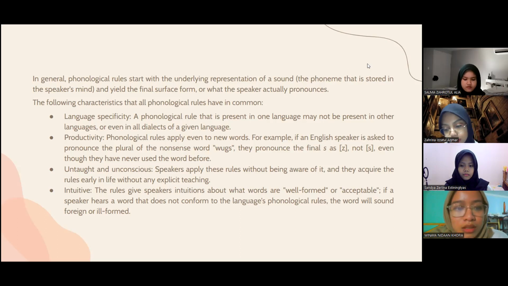And the last one is that the rules give speakers instruction about what words are well formed or acceptable. If a speaker hears a word that does not conform to the language's phonological rules, the word will sound foreign or ill formed. Okay, next please.